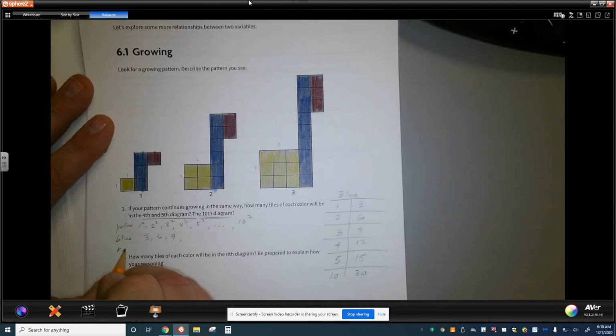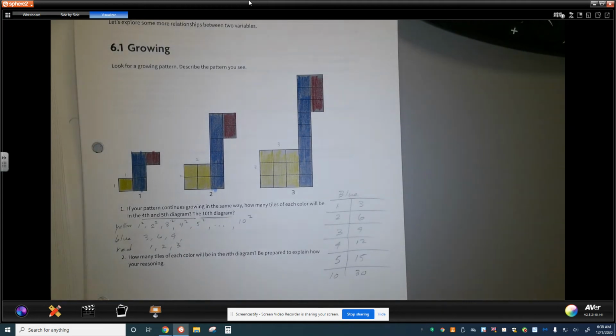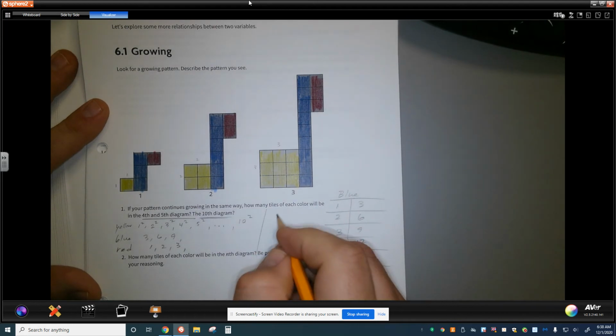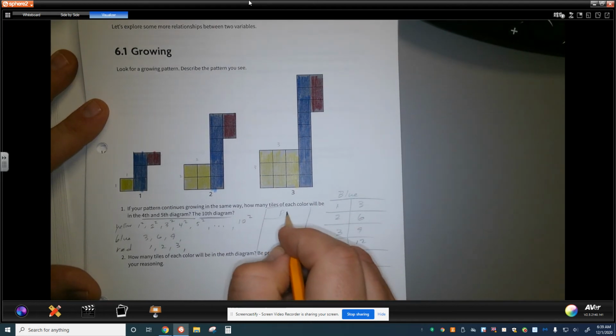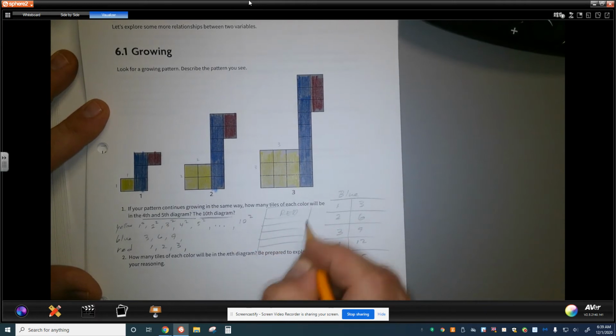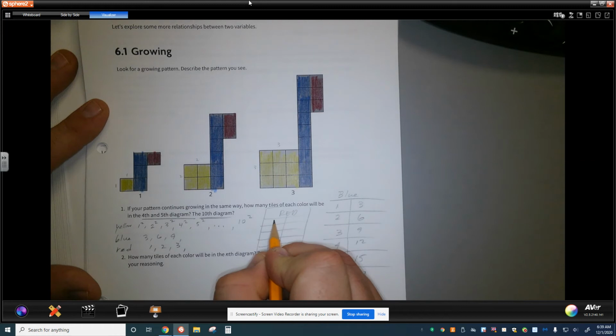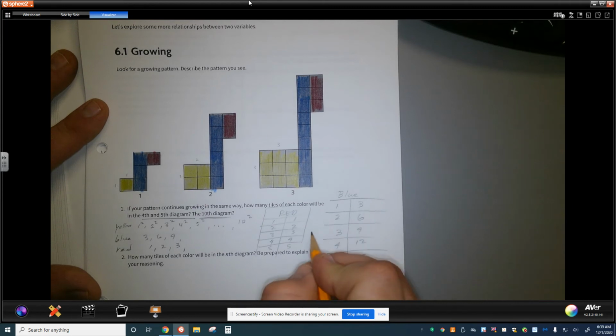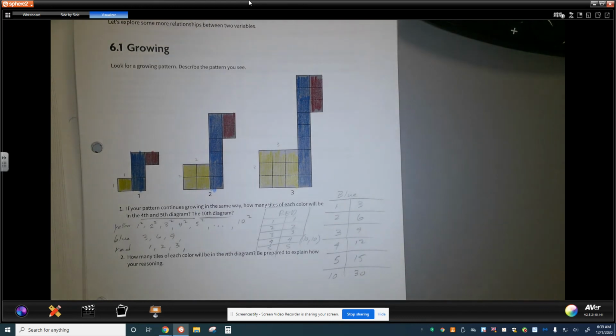Finally, with the red, we see a pattern that's developed of 1, 2, 3. If this pattern were to continue, then perhaps in the fourth diagram, we could probably see that in the table as well. In the first, we have 1 and 1, 2 and 2, 3 and 3. So it seems reasonable to say that we have 4 and 4, 5 and 5 for the fourth and the fifth. And then for the 10th, it would be reasonable to assume that that would be 10 and 10. These are just a few of the different ways that we can look at this.